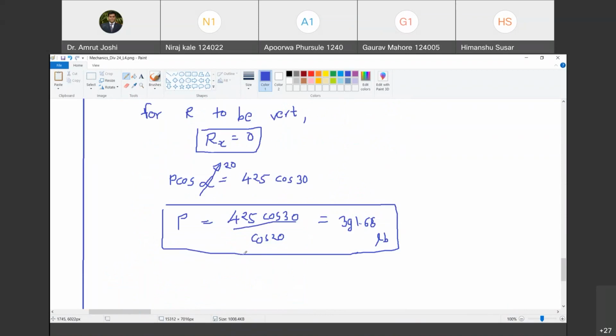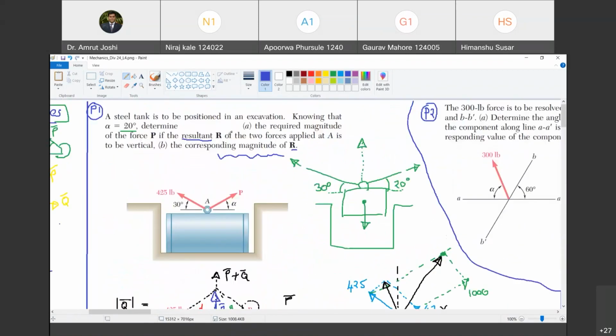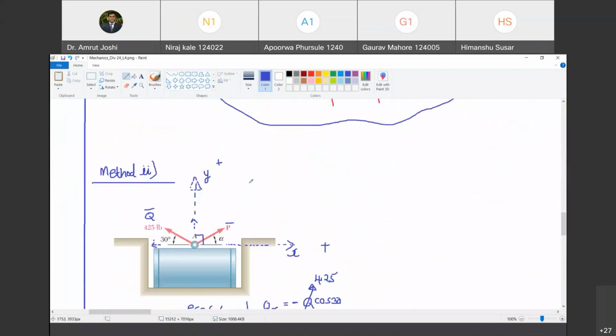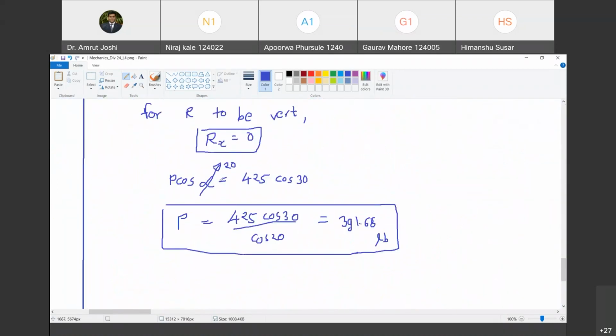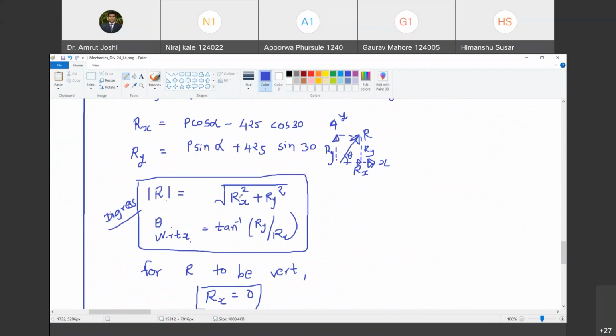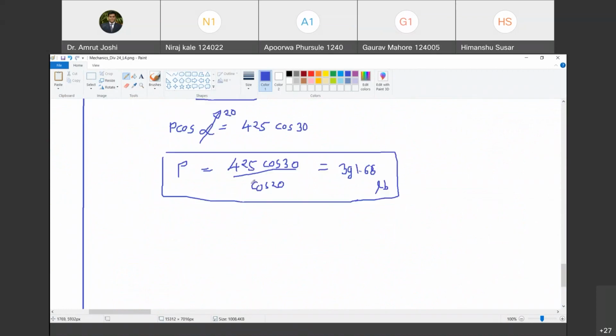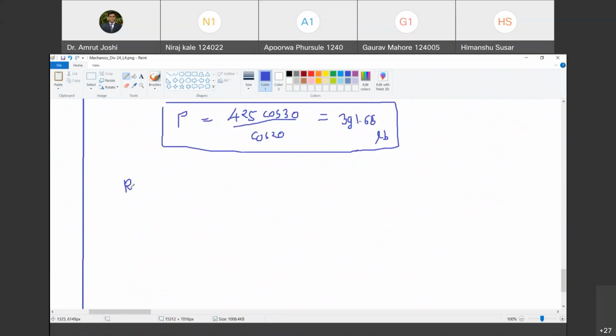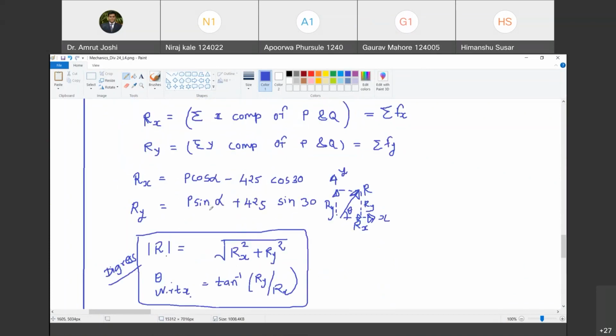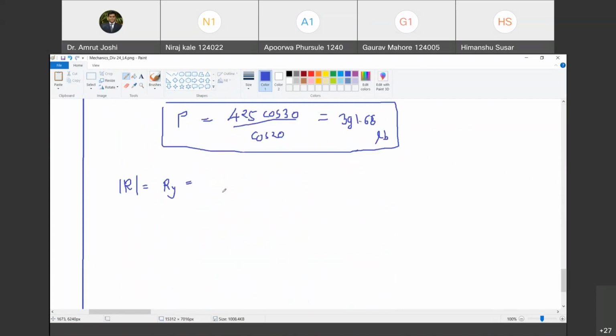So what is the second part of this problem now? Find out the magnitude of R. So how will you do that? Once Rx is 0, the magnitude of R is the square root of Ry squared, that is nothing but Ry. So Ry itself becomes the magnitude of R. Do you agree with me? So the magnitude of R is Ry, and Ry is how much? So Ry we have it here: P sine alpha plus 425 sine 30.